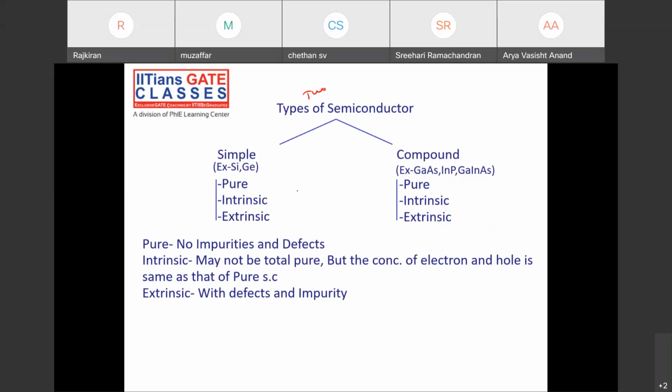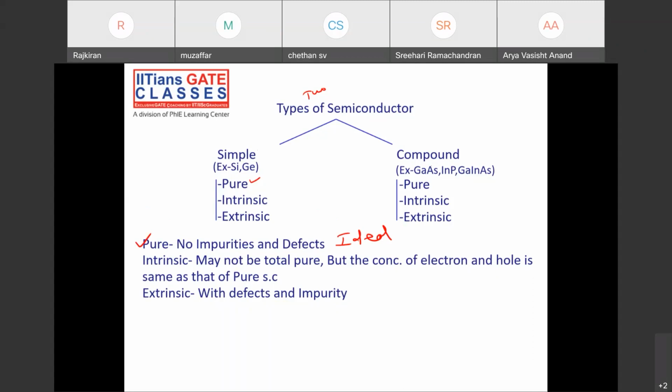Also, the semiconductor can be pure. Pure means, guys, it is ideal: no impurity and no defect. It's a perfect semiconductor, where all the atoms are arranged in a perfect way. There is no deviation in the crystal. Clear? So this is pure. Pure means it's completely ideal, which is not possible in the real world. Right or not?